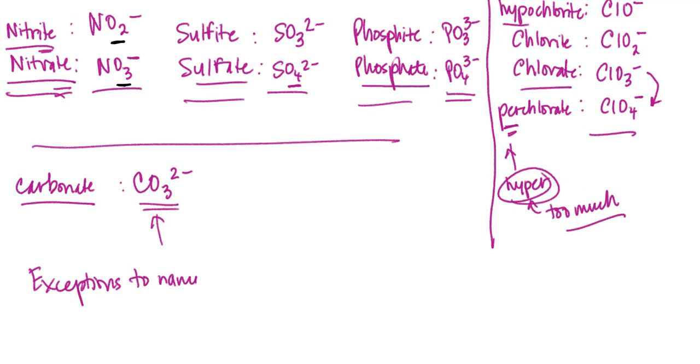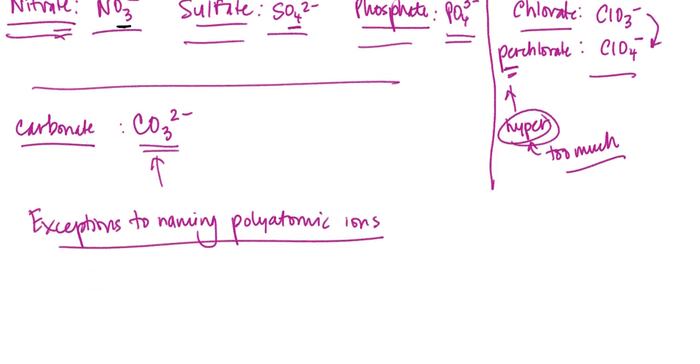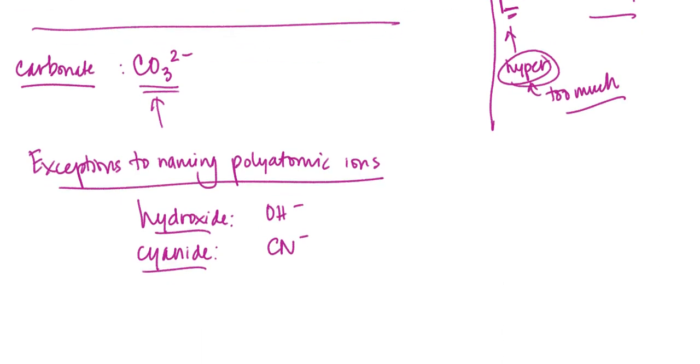To naming polyatomic anions, or polyatomic ions in general, that don't necessarily follow this system. Like, for example, there's this ion OH minus. That's the hydroxide ion. There's also CN minus. That's the cyanide ion. And then there's also, and this one's a little bit more complex, C2H3O2 minus. We call that acetate.